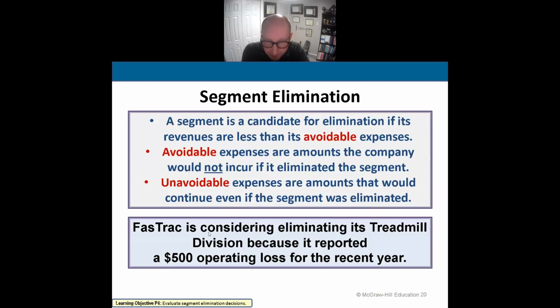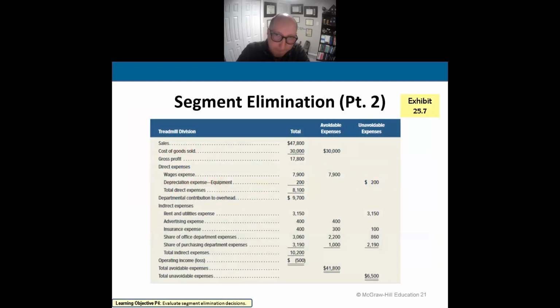Our company also makes treadmills, and they're looking at removing the treadmill line because they had an operating loss of $500 for the recent year. Let's take a look at the company's treadmill division: sales minus cost of goods sold equals gross profit, minus direct expenses, minus indirect expenses, equals operating income, in this case an operating loss.